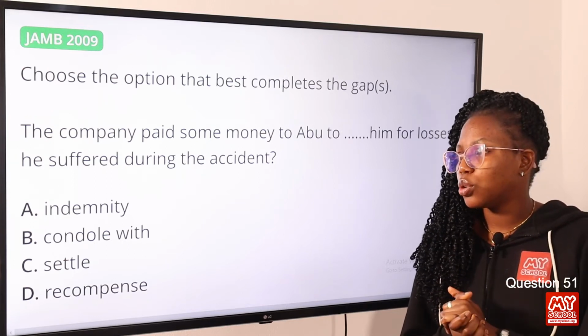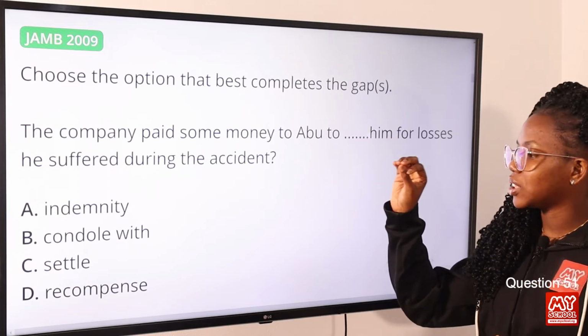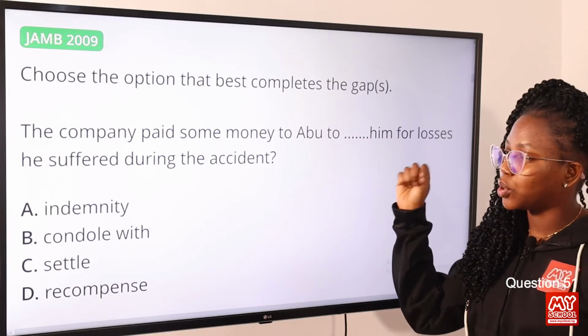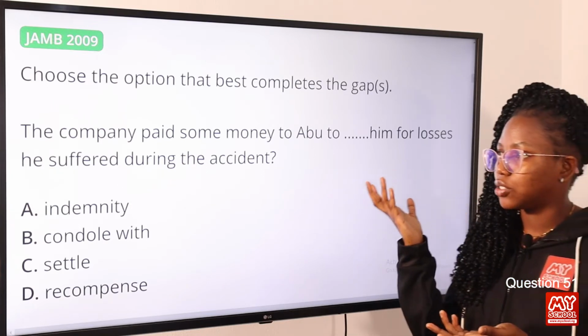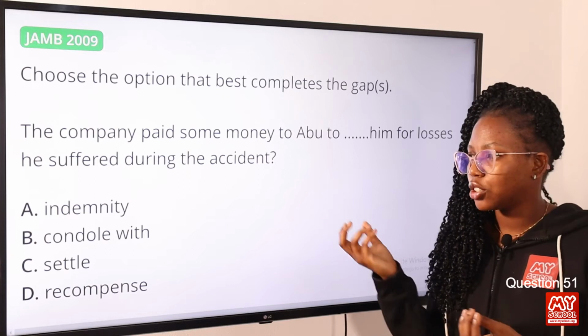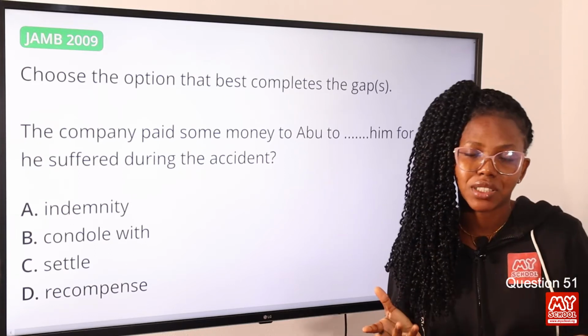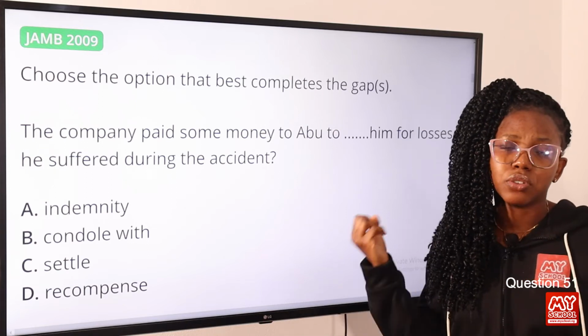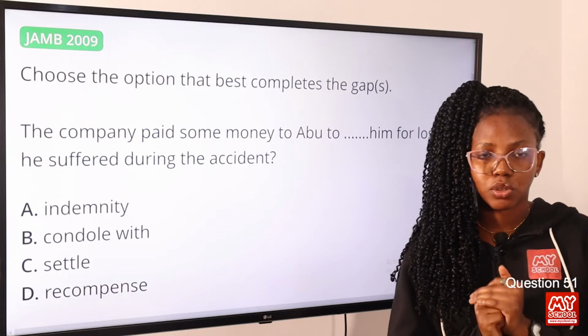Now, the answer is condole with, because in this context, we need a verb. And we'll see that it fits into this context appropriately because you're trying to sympathize with someone who has lost a lot in the accident or who has suffered during the accident. So option B is the correct answer to this question. However, option A is in its noun form, and so it cannot fit into this context. So option B, therefore, is the correct answer to this question.